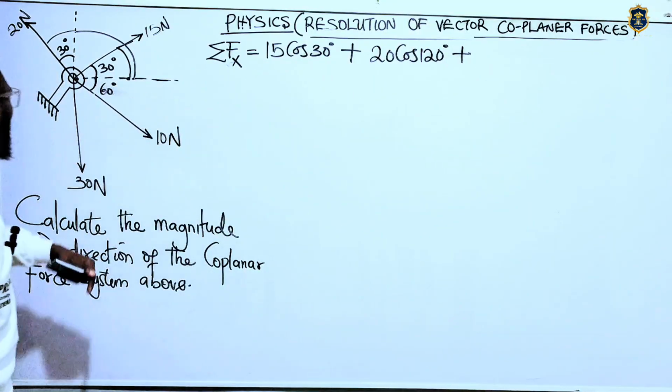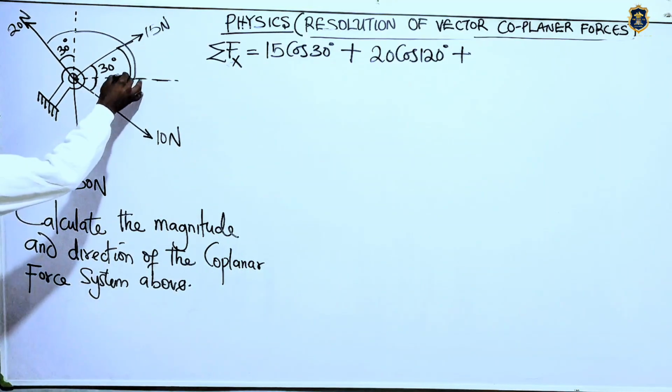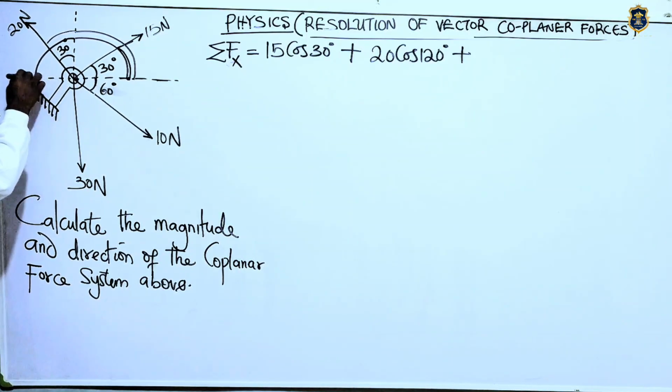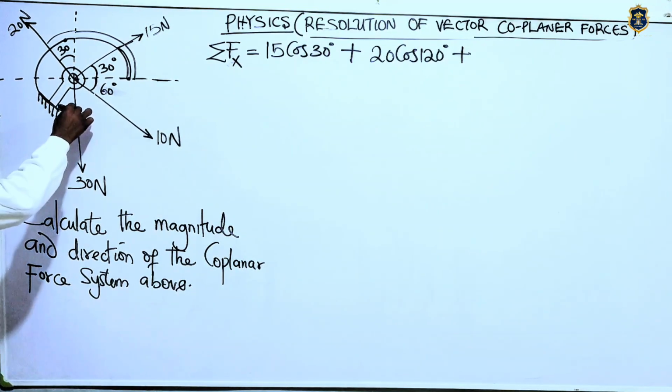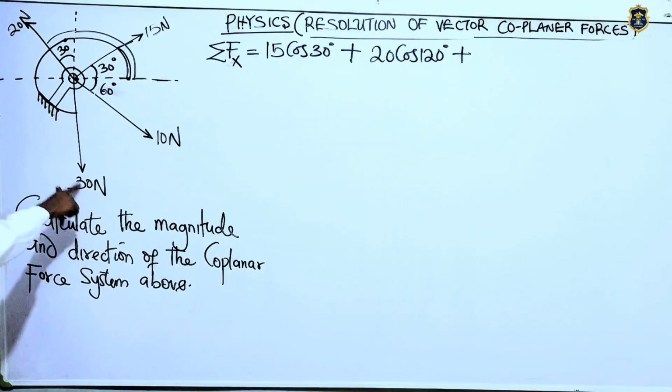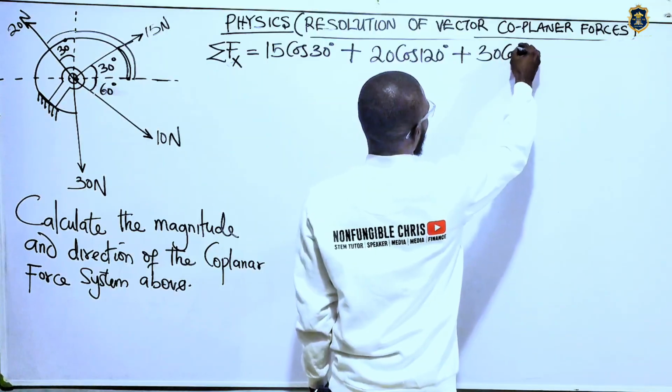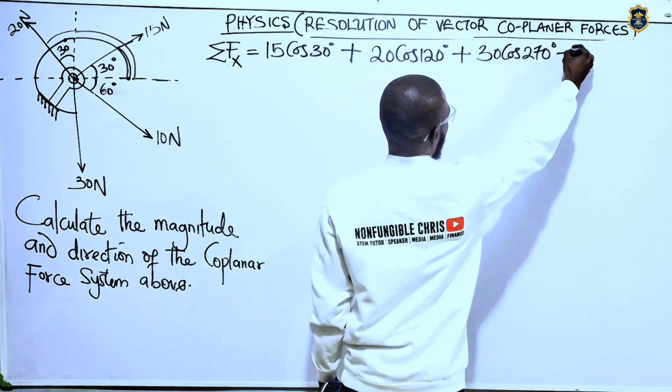Plus what? What other force do we have? We have this force. So starting from here, this is 90, right? This part is 180 if we try and resolve it, and this part is what? 270. So we have 30 cos 270 degrees.